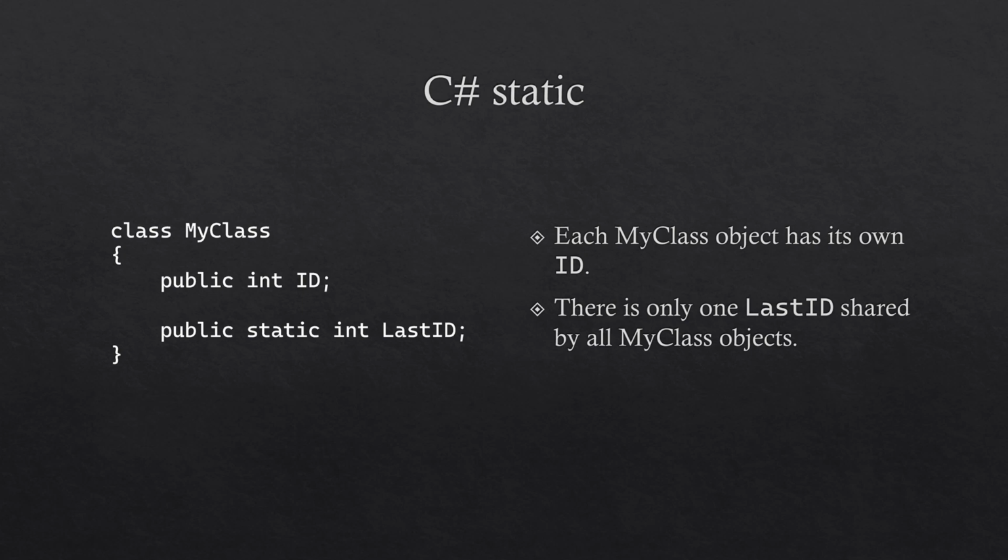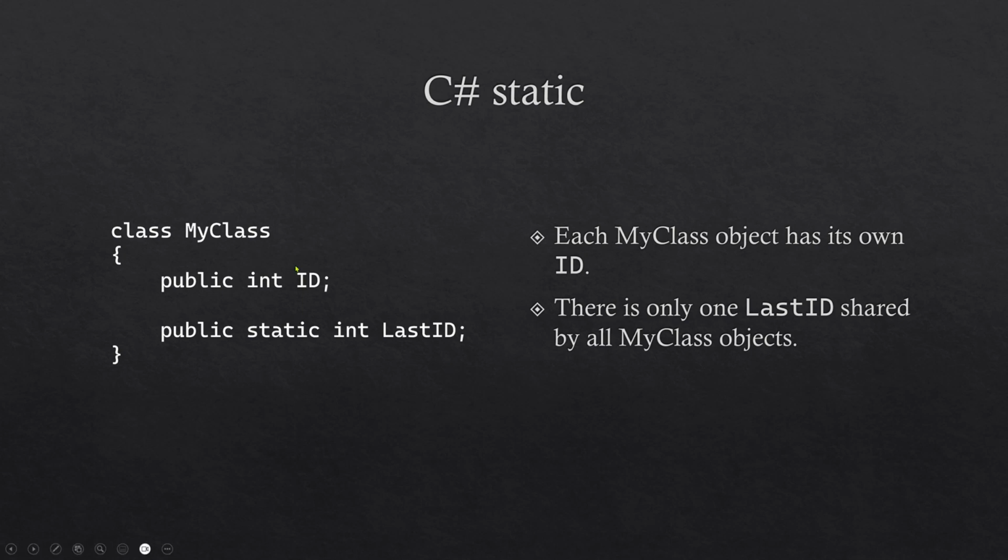Here we have a class called myClass that has two data members. We have an ID, which is an integer, and a last ID, which is also an integer. They're both integers. The only difference is that last ID is static. So what does that mean? It means each instance of myClass, each object of type myClass, has its own ID value. But there is only one last ID value. It is static, which means that there's only one. It belongs to the class as a whole, not to each individual object of that class.